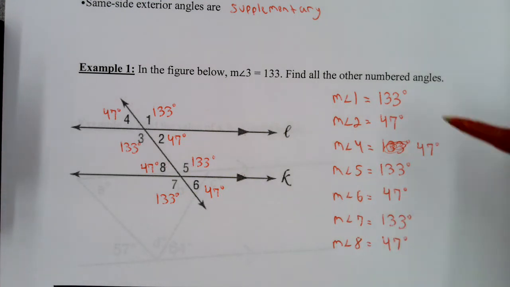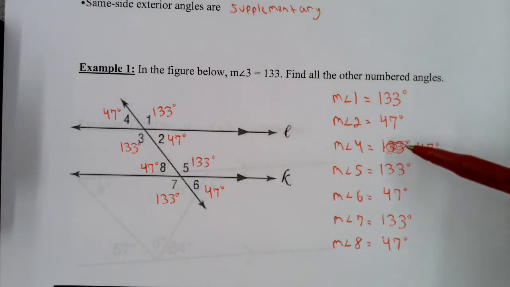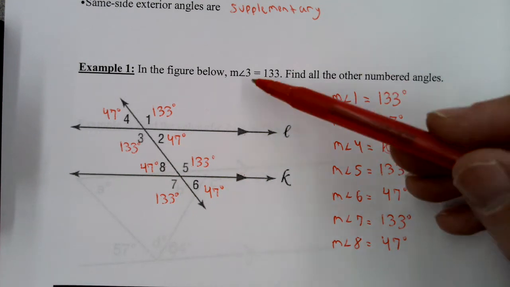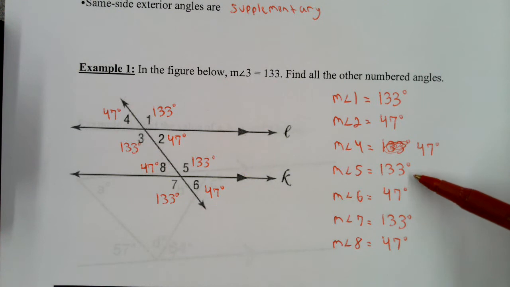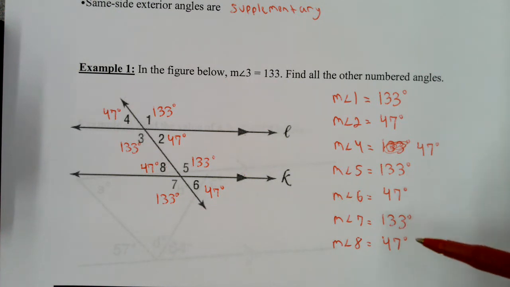Let's just double check that. 1 is 133, 2 is 47, good. We already have angle 3, that's why I skipped over it. It was given in the directions. Okay. Angle 4 was 47, angle 5, 133, 6 is 47, 7, 133, and 8 was 47.